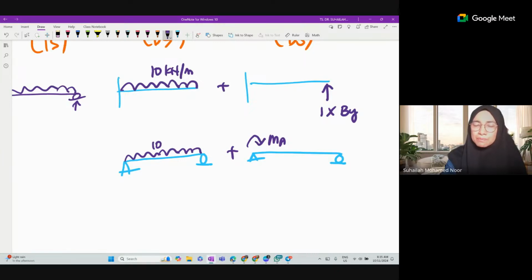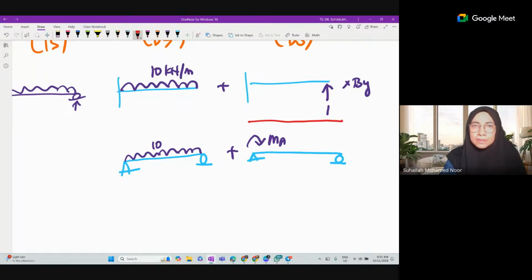1 times BY. Normally we just put BY outside, because not only BY, everything in the system is times BY. The reaction must times BY, the internal forces must times BY, the displacement must times BY. So in the analysis, later on, we will analyze this one.